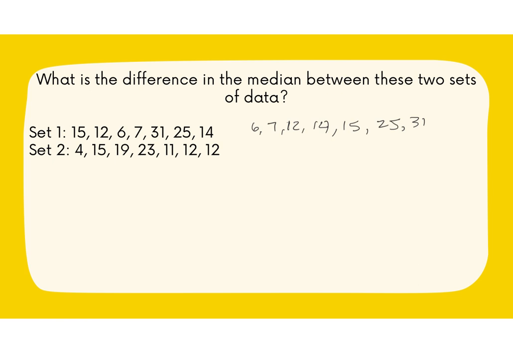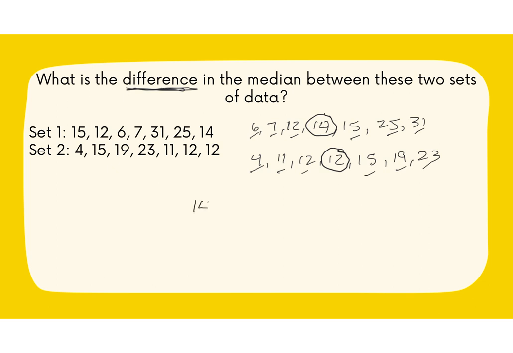On our second set, we're going to do the same thing. We've got 4, 11, 12, 12, 15, 19, and 23. So counting from either end, I'm going to start crossing off. I've got 6 and 31, 7 and 25, 12 and 15, which leaves me with 14 for my first median. With our second data set, same thing, 23 and 4, 11 and 19, 12 and 15, with 12 being my median. So then, because I'm asked for the difference, I'm just going to subtract those 2. So 14 minus 12, which is 2.